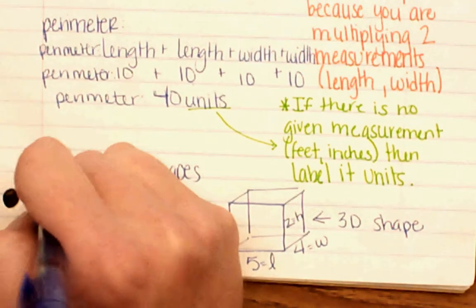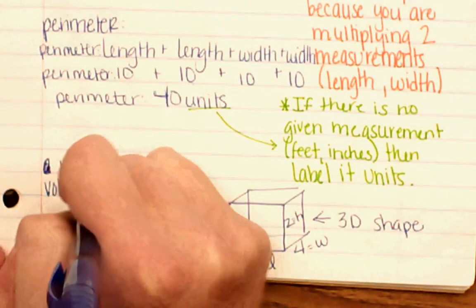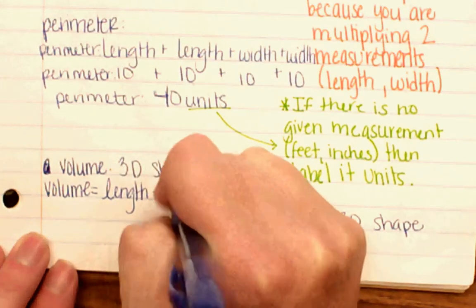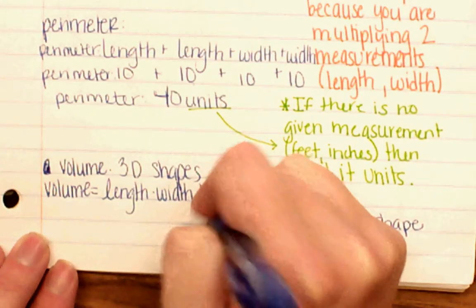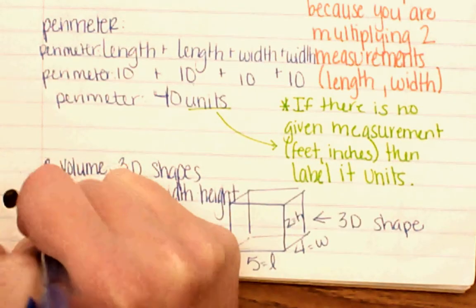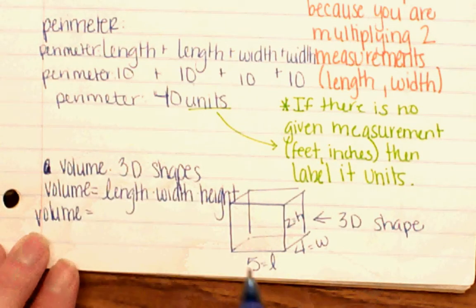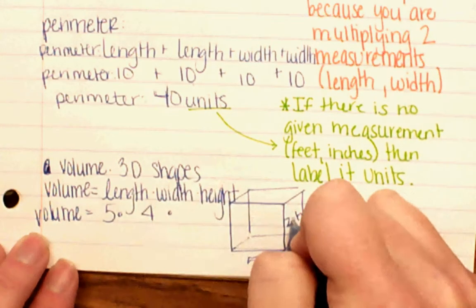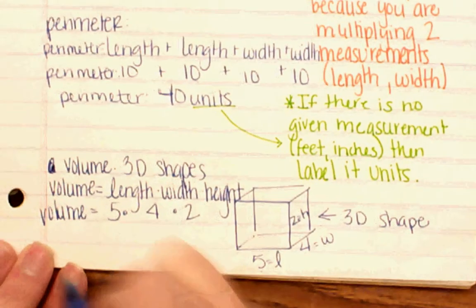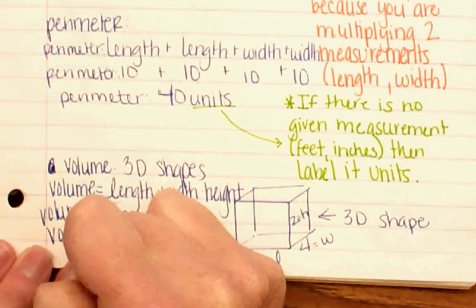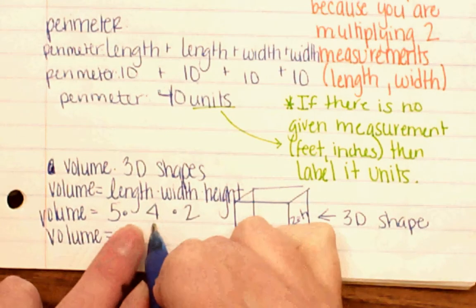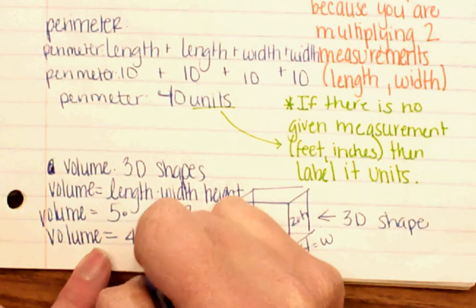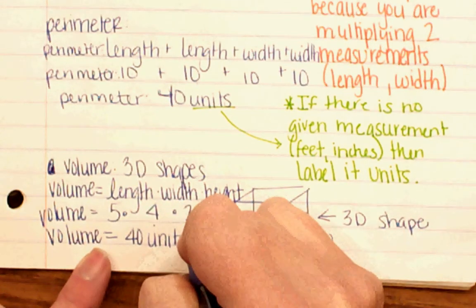Okay, so let's write the formula for volume. Volume equals length times width times height. So the length is 5 times the width of 4 times the height of 2. And now we solve. 5 times 4 is 20 times 2. 20 times 2 is 40. So volume is 40 units cubed.